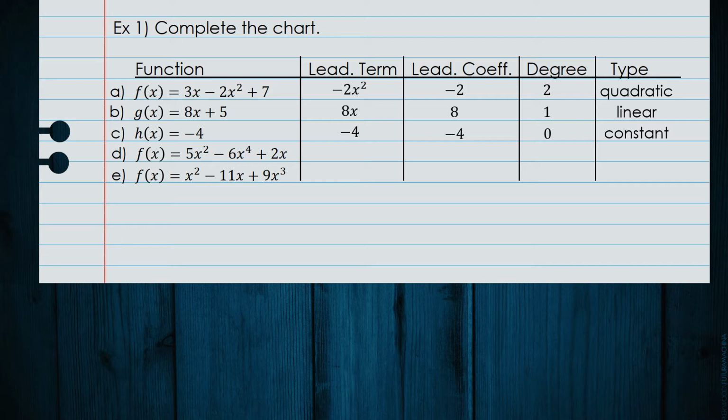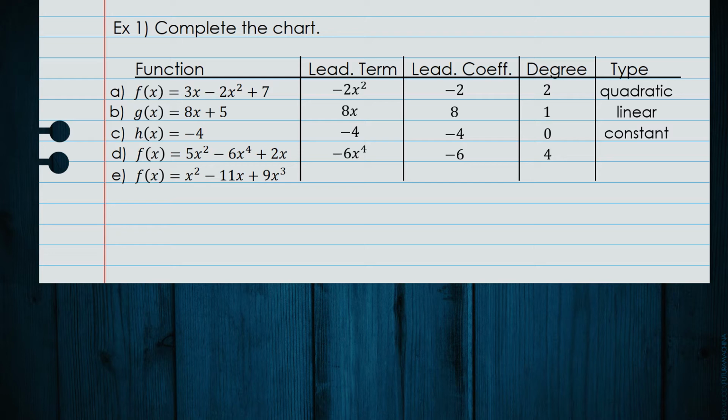For D, to identify the leading term, we find -6x to the 4th. The leading coefficient would be -6. The degree, the highest exponent, would be 4. Now for the type. We haven't seen this type, so this may be new.